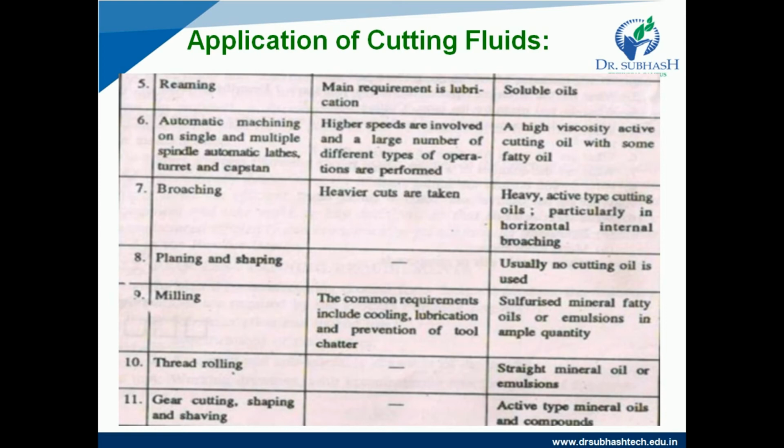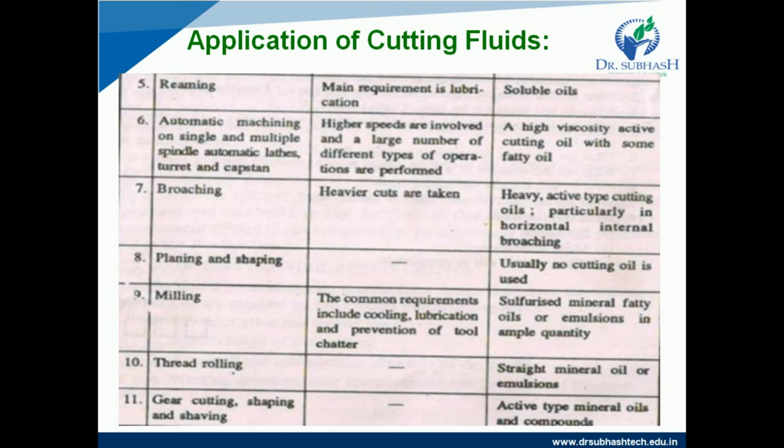Next thing is broaching. What are the cutting condition and other requirements? Heavier cuts are taken. Heavy active type cutting oils, particularly for horizontal internal broaching, we can use. Shaper and planer, or shaping and planing: there are no extra cutting condition requirements, and usually there is no requirement to use any type of cutting fluid or cutting oil.